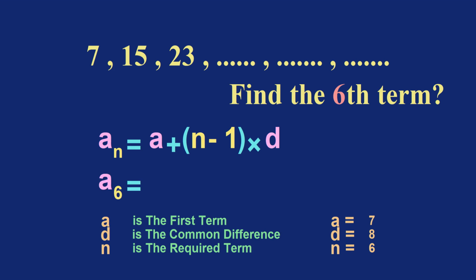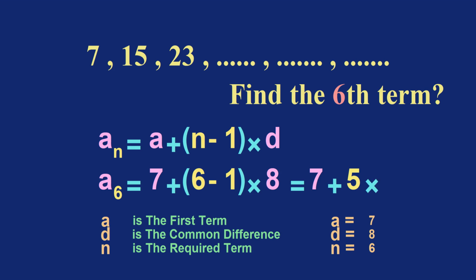a6 equals 7 plus 6 minus 1 times 8, which equals 7 plus 5 times 8, which equals 47. And this was the solution by using the formula method.